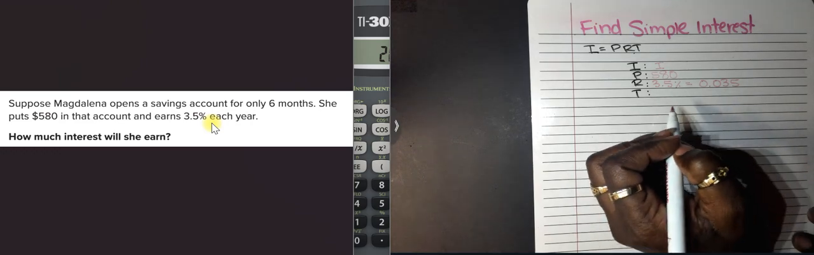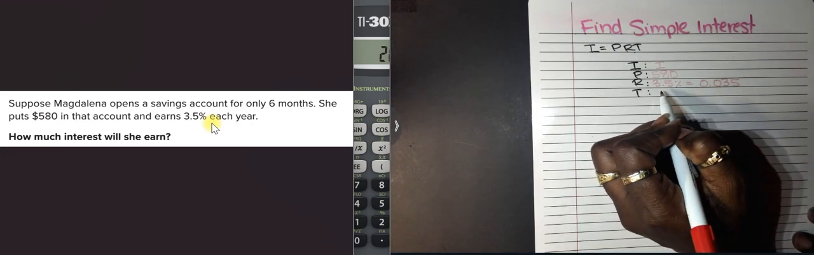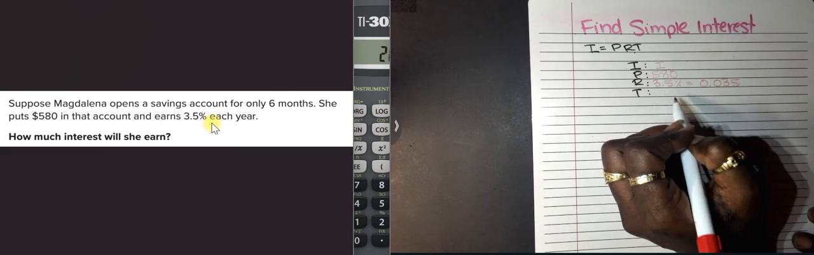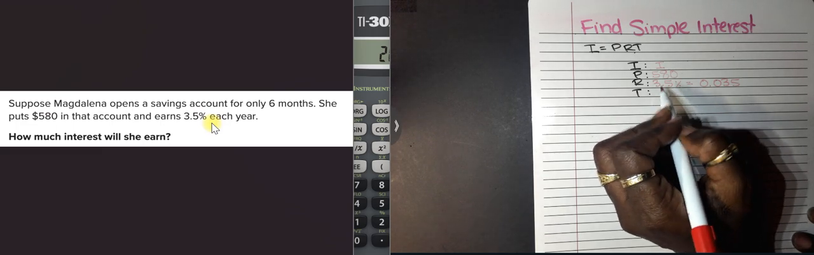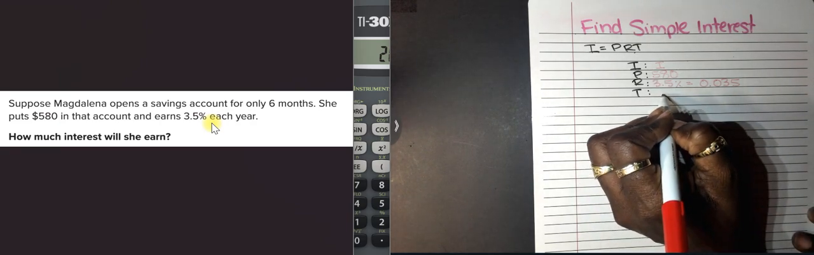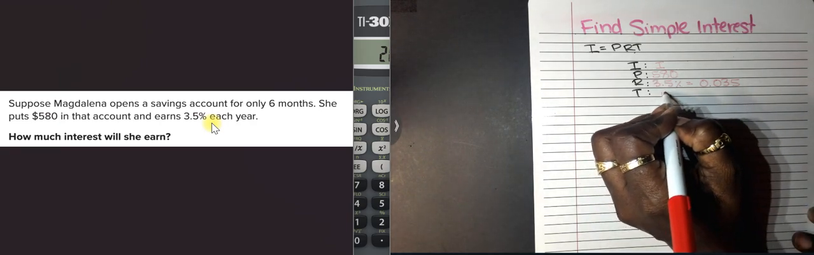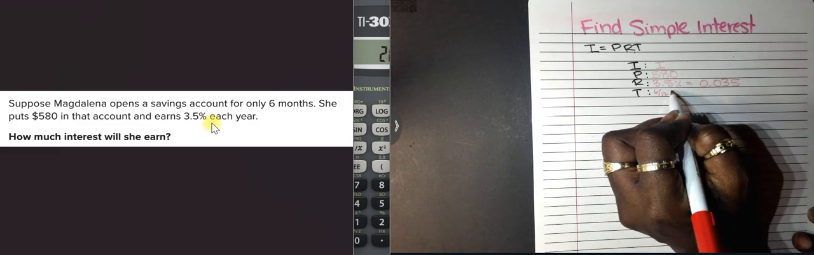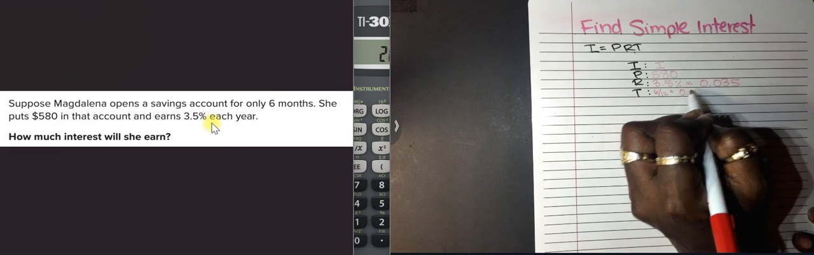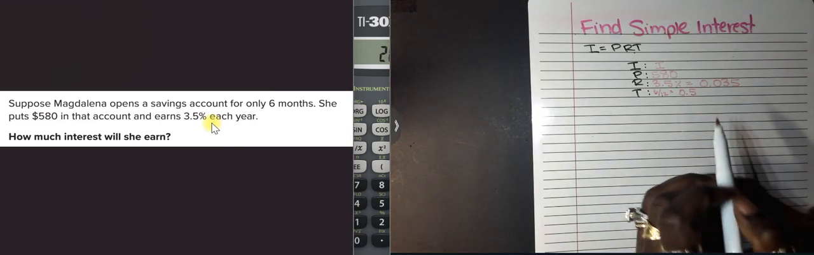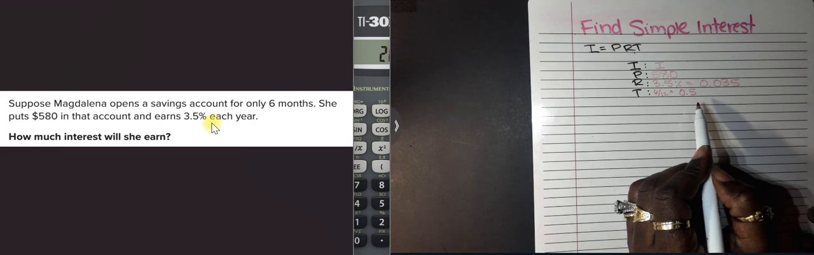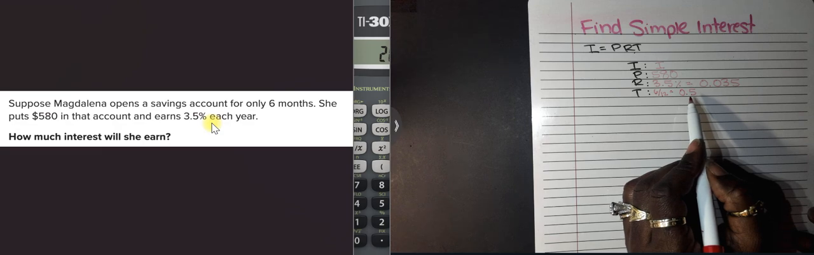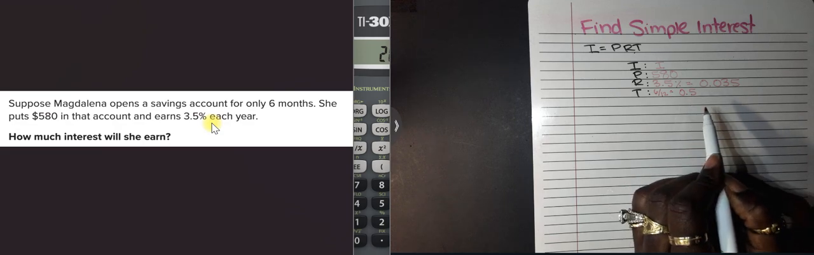All right. And then our time is going to be, how long is she keeping it in there? She's keeping it in there not 1 year. She's keeping it in there for 6 months. So let's think about that. If there are 12 months in a year and she's keeping it in there for 6 months, then that would mean that she's keeping it in there for 0.5 years in the account. So half of the year she's keeping it in there. So this is what we're going to use as far as our time.